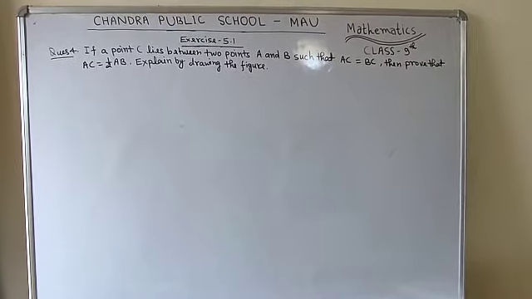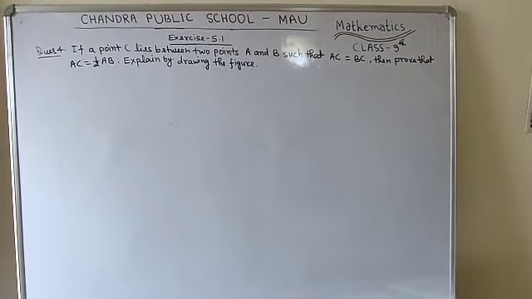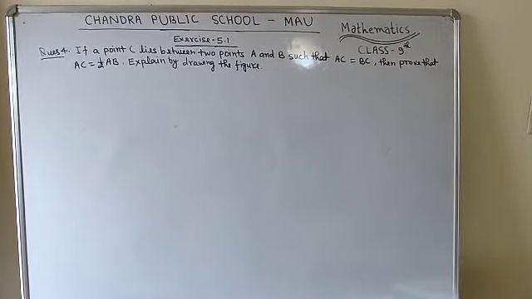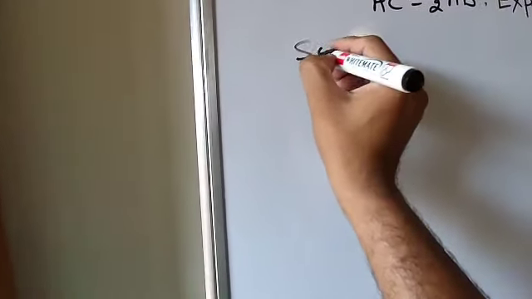So welcome here student. Today I am going to complete the exercise 5.1. Here I have written the question number 4th. If a point C lies between 2 points A and B such that AC equal to BC, then prove that AC equal to half AB. Explain by drawing the figure. So here I am going to give the solution.